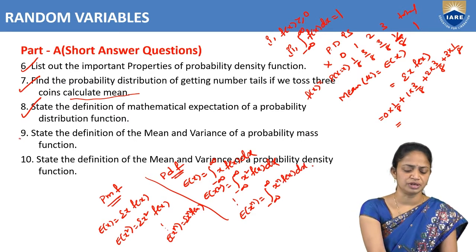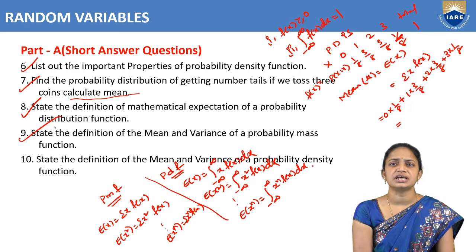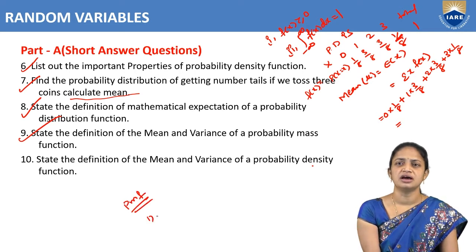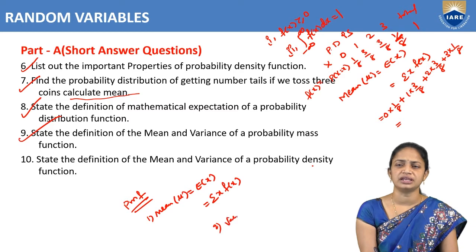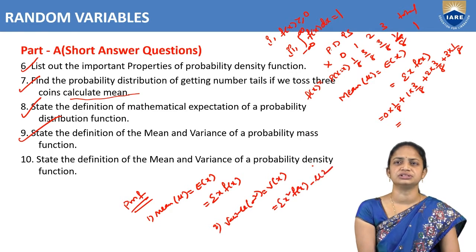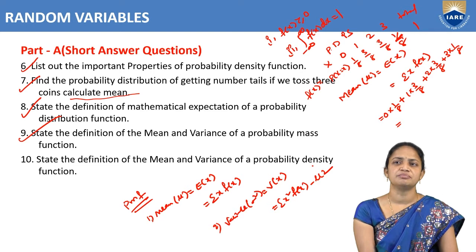Now coming to the next question: state the mean and variance of the probability mass function. In the probability mass function, the mean is mu, which is the expectation of x, equal to summation of x into f of x. Similarly, the variance is sigma square, equal to the variance of x, which is summation of x square f of x minus mu square. These two are the formulas for the probability mass function.